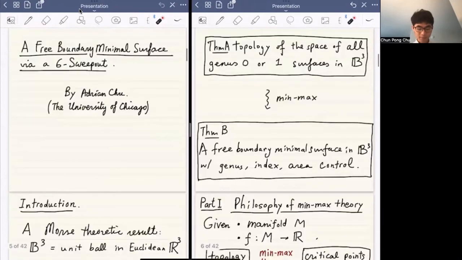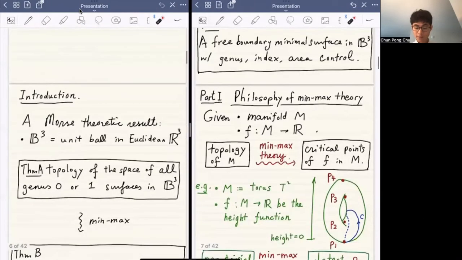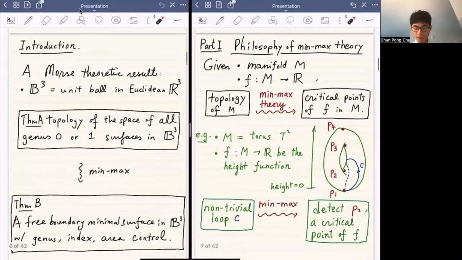So let's begin the first part. We begin by talking about the basic philosophy of min-max theory. So this is a rough sketch. Given a manifold M and a real function defined on M, we can relate the topology of M to the critical points of F via min-max theory in the following sense.